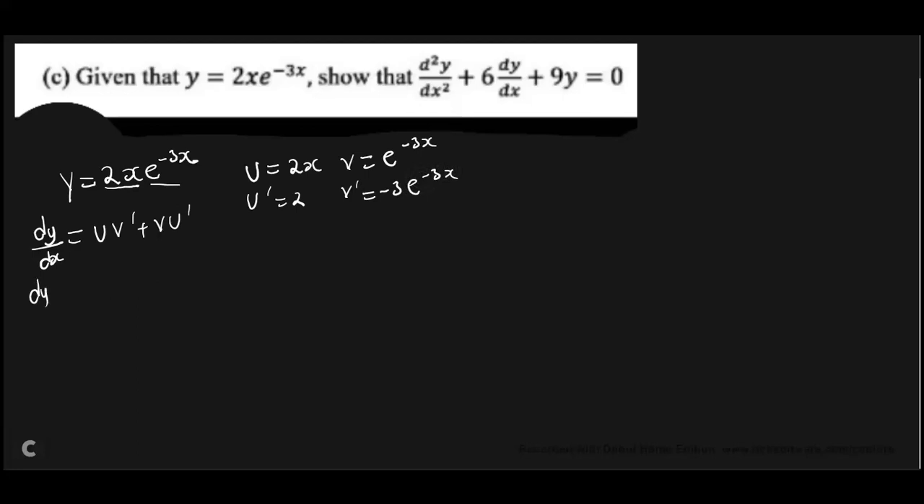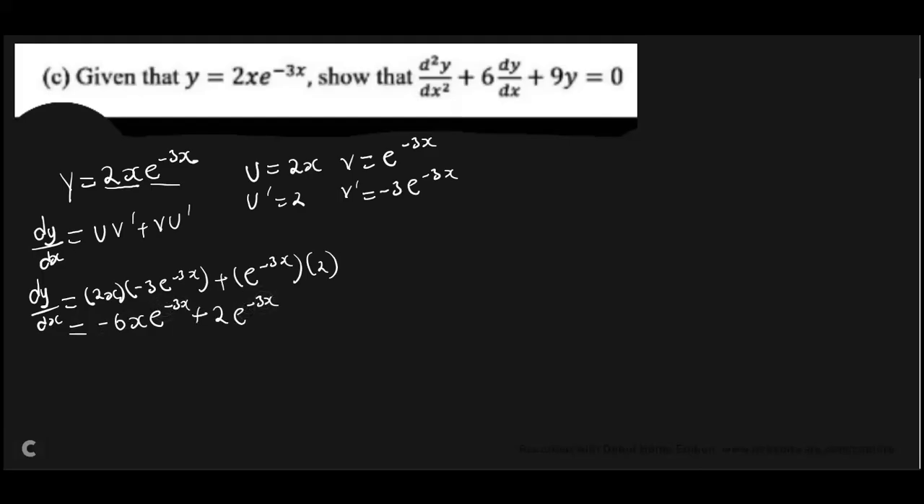Then meaning that your dy dx, what is your u? 2x. Then what's your v prime? Negative 3e to the power negative 3x. Then plus, what is your v? V is e to the power negative 3x. Then what's your u prime? 2. Then you have negative 6x e to the power negative 3x plus 2e to the power negative 3x, like that. Now, that is the first derivative.